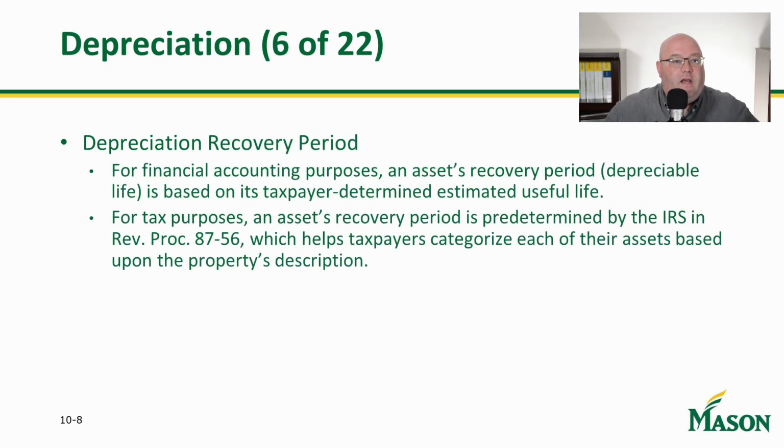So for financial accounting purposes, asset recovery is based on the taxpayer determined estimated useful life. That's why it's an estimate. You buy a car, you estimate how long you think that car is going to have value to your organization. That's what you do. The IRS doesn't let you do that, and the reason why is because it's an estimate. There's too much of a motive to go the way you want it to be, as opposed to something that is equitable across taxpayers. And so the IRS has put out Rev. Proc. 87-56, which basically says these are the categories that we have.